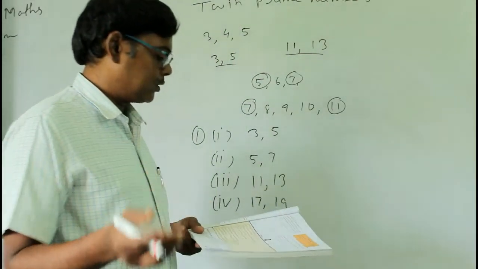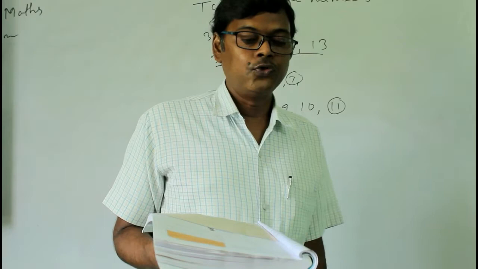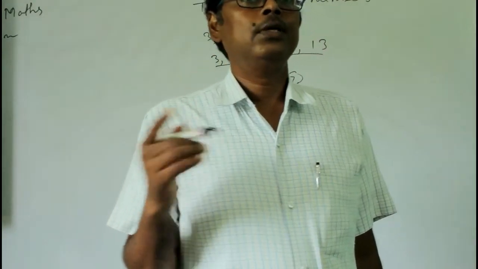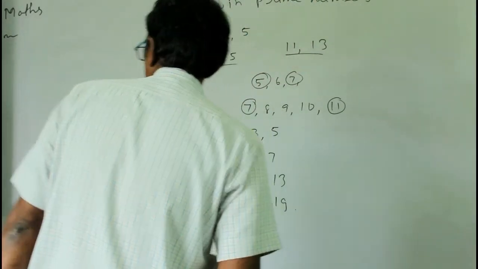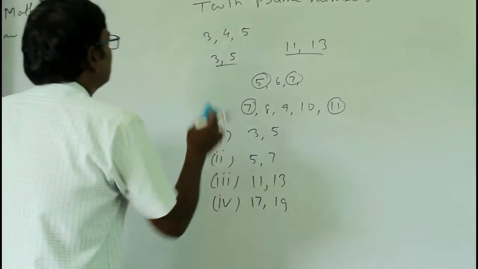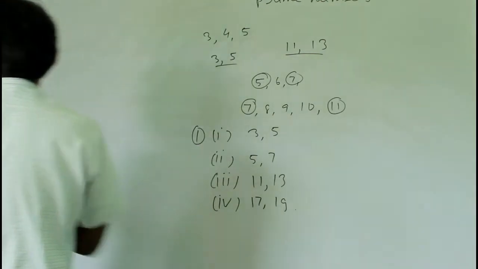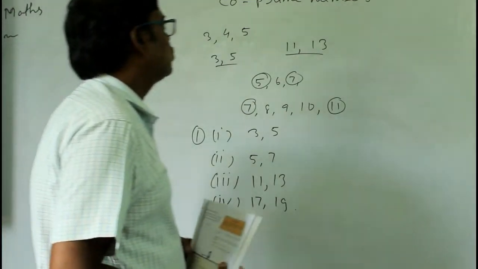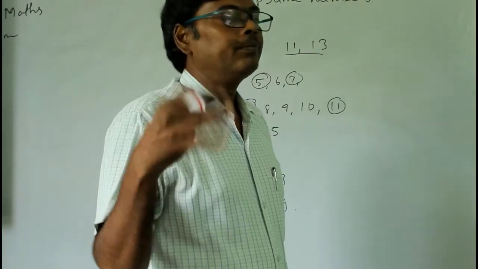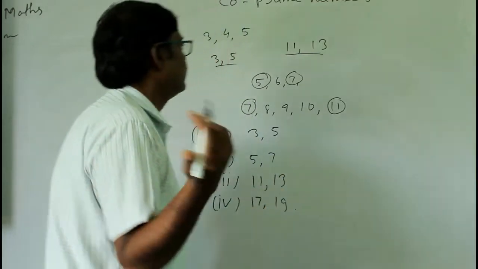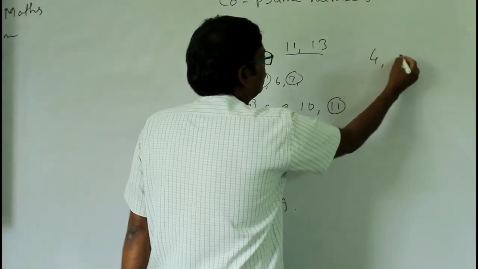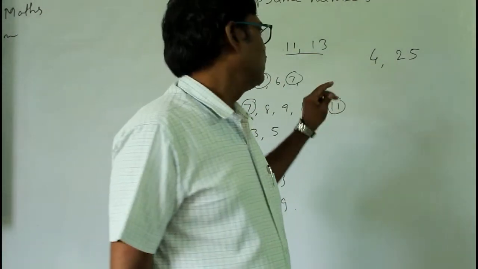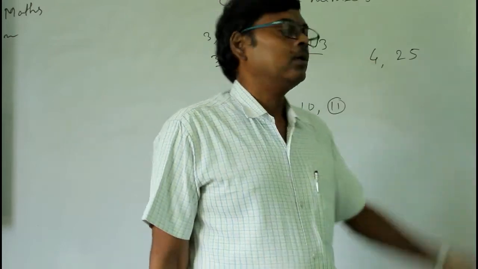And the next question is, now write 4 pairs of co-prime numbers. Okay, now in co-prime numbers, if you have suppose two numbers like 4 and 25, then these two are co-prime numbers, and here the numbers may be prime or may not be prime.